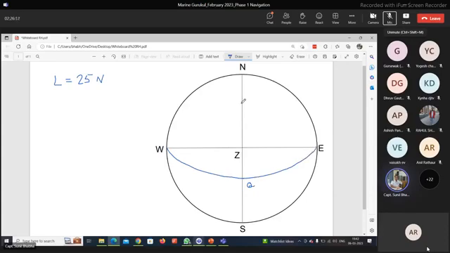Let's make the pole also. The pole will be on this side. The observer is in the northern hemisphere, so we will see the north pole. So let's mark the pole.